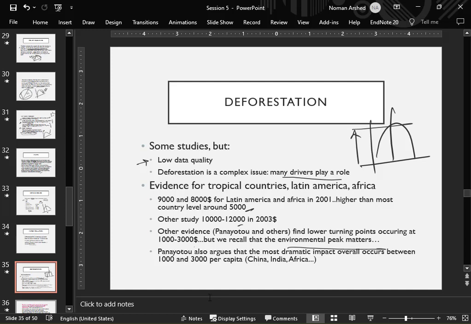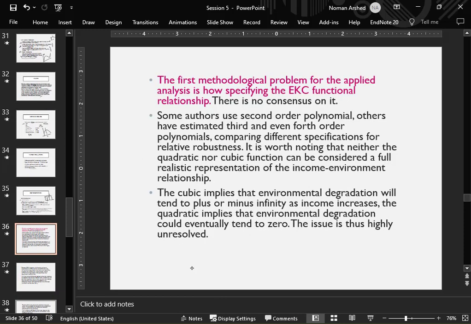That peak also has an effect on the economy. So Panayotou also describes that the most dramatic impact occurs between 1,000 and 3,000 per capita in China, Africa, and India. Okay. So the first methodological problem for the applied analysis is how to specify the EKC relationship, meaning how to do the analysis. Some authors use the second order polynomial, others estimate third, even fourth order polynomials. Polynomial means they used x square, x cube, x4, the power of the independent variable.